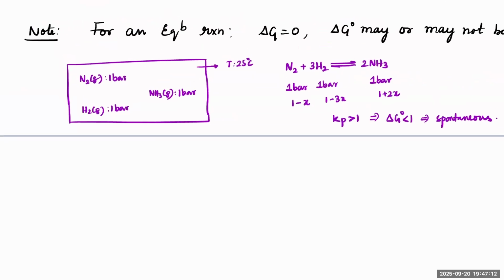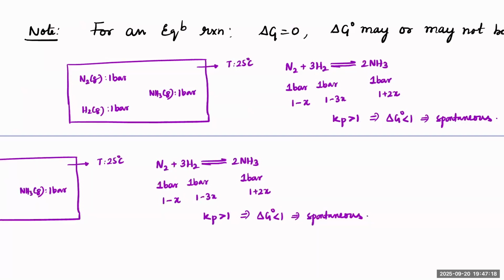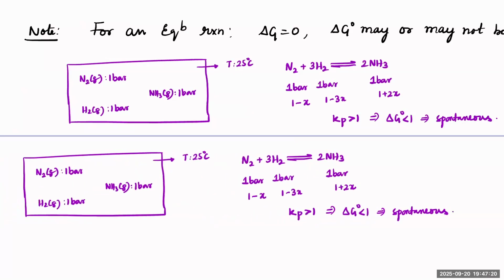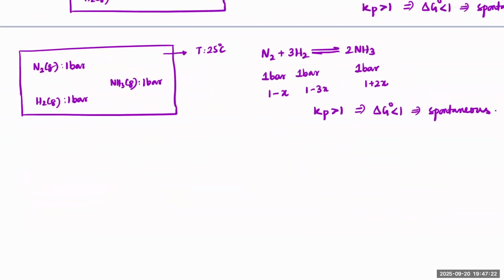Now, I took the same box again, but this time these are not at standard conditions. So that means it is at some temperature, let's say T kelvins. Now, nitrogen I took as 5 bar, hydrogen as 1 bar, and ammonia, let's say there is no ammonia here. Ammonia is 0 bar.